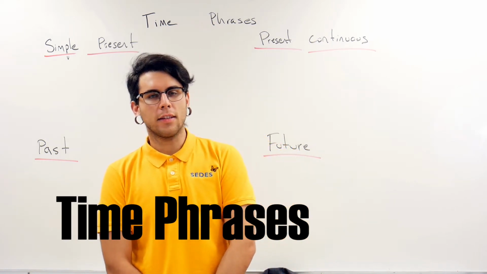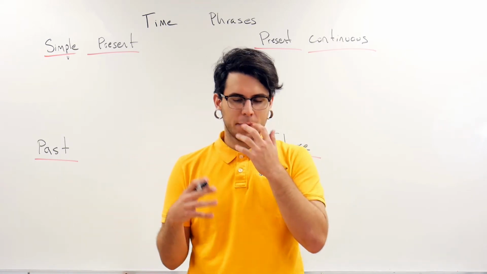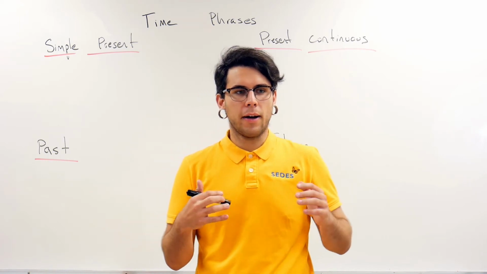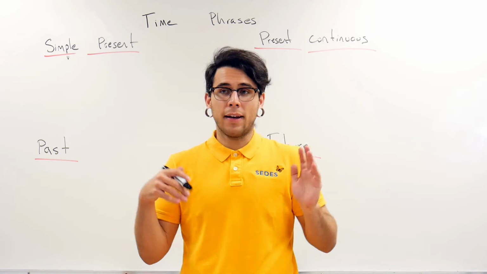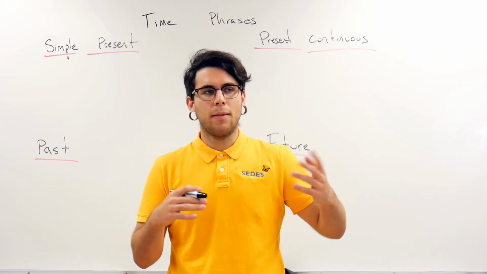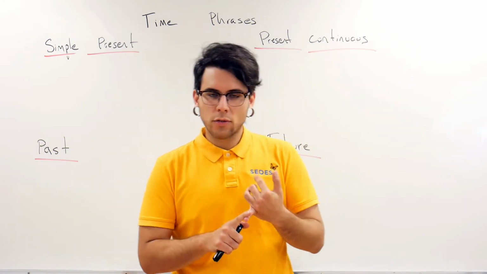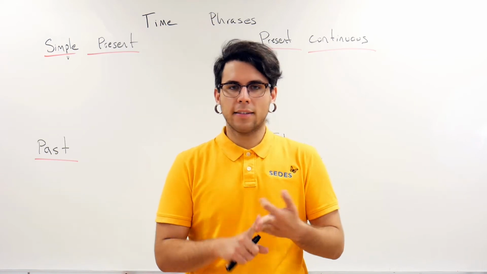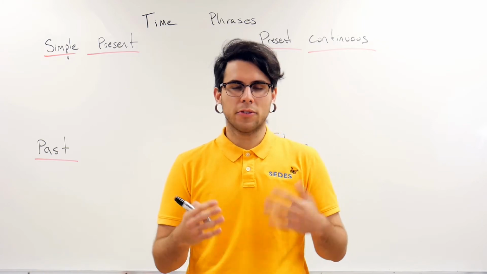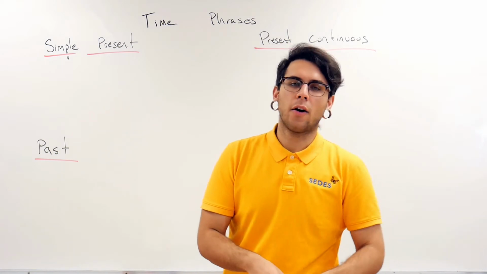So a time phrase is used when you want to be more specific in a sentence when you're talking about something that is happening right now, that started happening in the past, or will happen in the future. Those are things like next week, tomorrow, next month, next year, every minute, now. We're going to have examples of how to use those here.